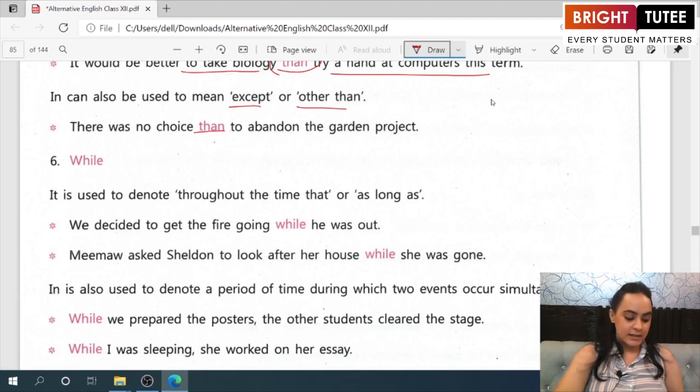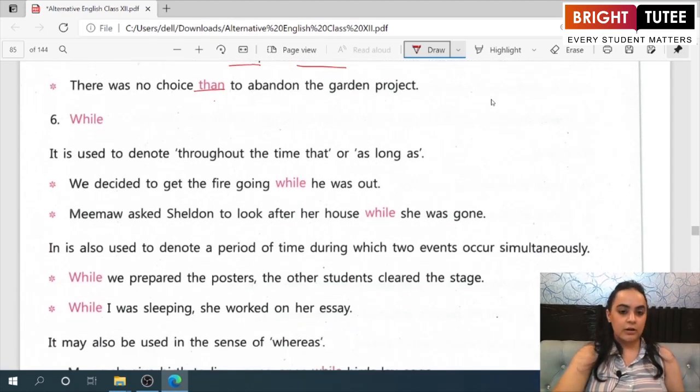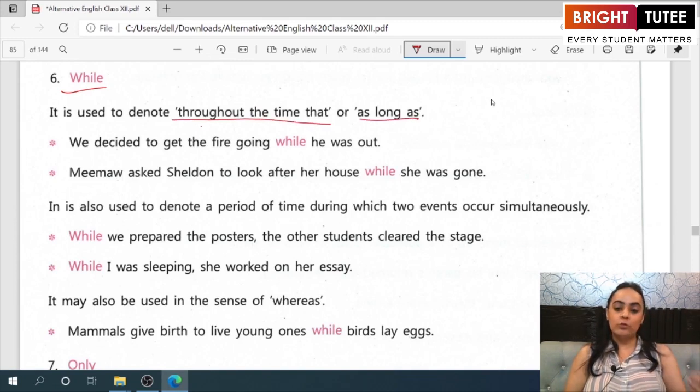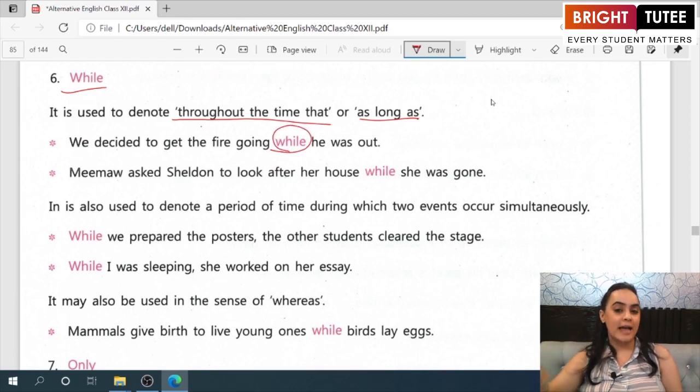Right? Then we have the next conjunction, which is "while". It is used to denote throughout the time or as long as. So throughout the time or as long as. We decided to get the fire going while he was out. So we decided to get the fire going as long as he was out.